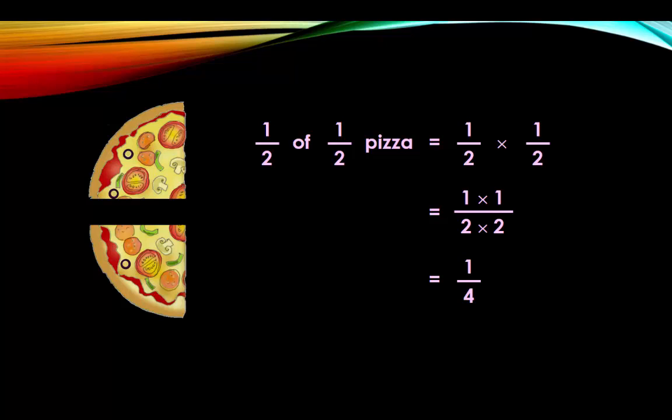So 1/4 pizza. So this part is 1/4, and this part is 1/4 also. So 1/4 plus 1/4 equals 1/2. So 1/2 of 1/2 pizza means 1/2 times 1/2 equals 1/4 of a pizza. Okay.